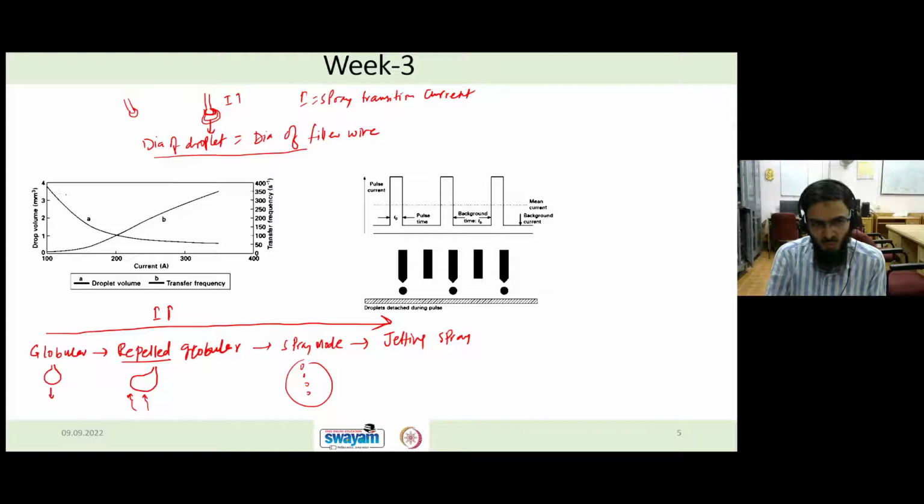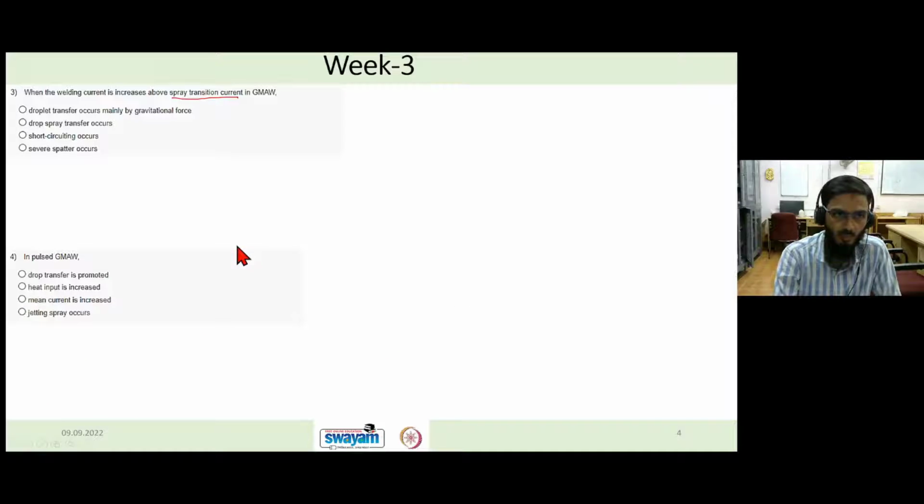One moment will come when you have a balance between the droplet volume and the transfer frequency at a particular current, where it will be equal for a given current, and there you can achieve a good mode of metal transfer. Now we'll go back to our problem.